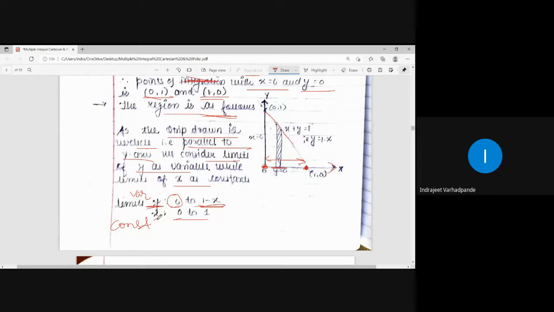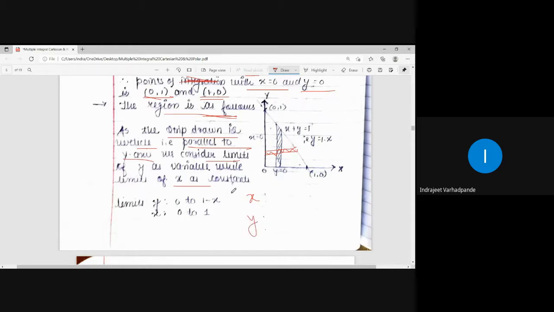Constant limits for x are 0 to 1. So this is what I prefer: drawing the vertical strip parallel to the y-axis. But if somebody decides to draw the horizontal strip parallel to the x-axis, that will also work. So this will be the horizontal strip which is parallel to the x-axis.